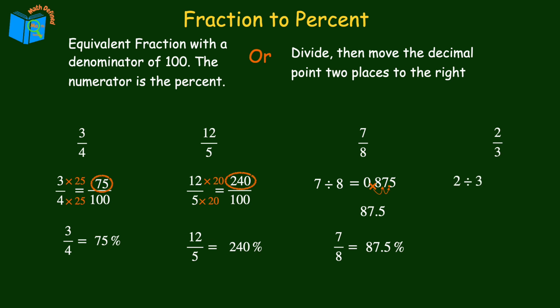We'll divide 2 by 3, but instead of a decimal number that ends, this time the decimal number is repeating, 0.66 repeating. No problem. We still follow the next step, which is to move the decimal point 2 places to the right, and we'll need to add another 6 after the decimal point because it is repeating. So 2/3 as a percent is 66.6 repeating percent.